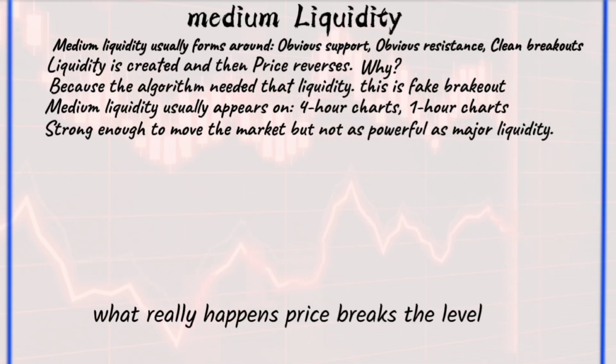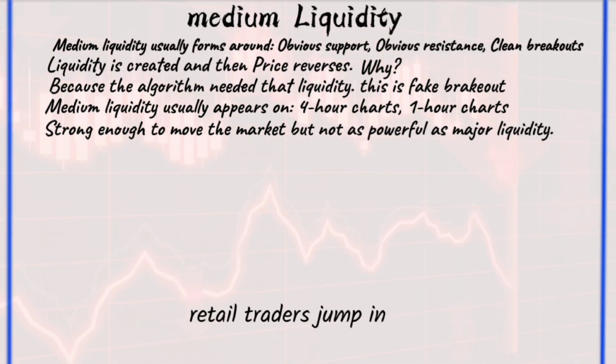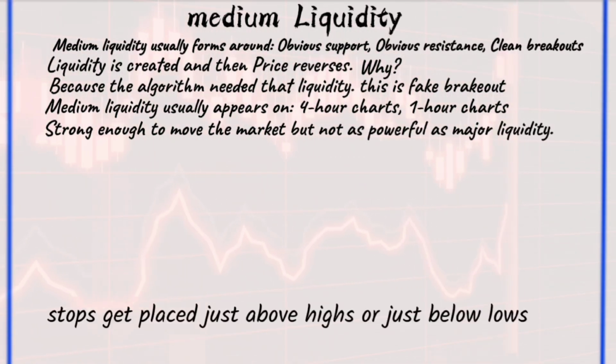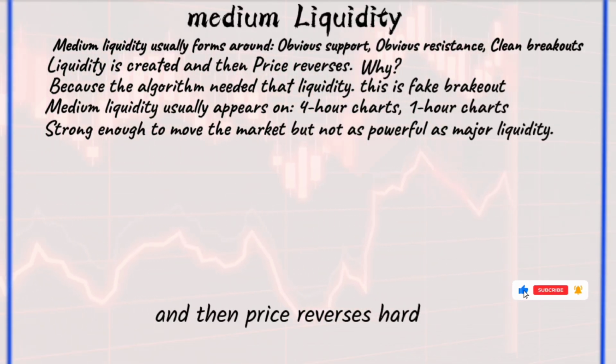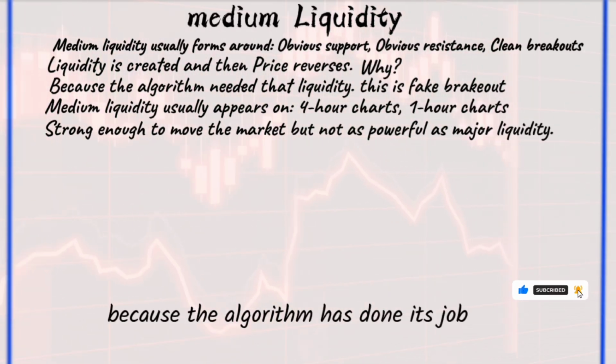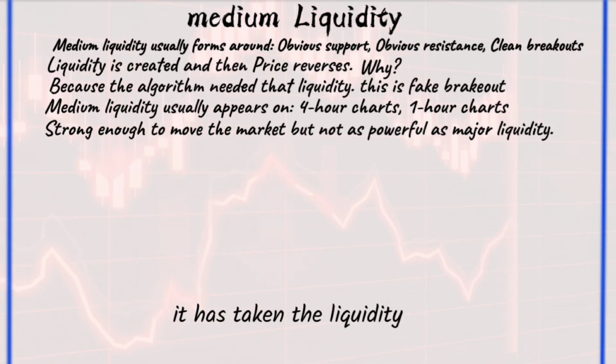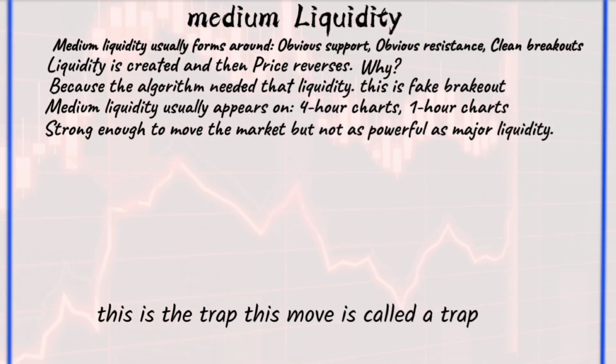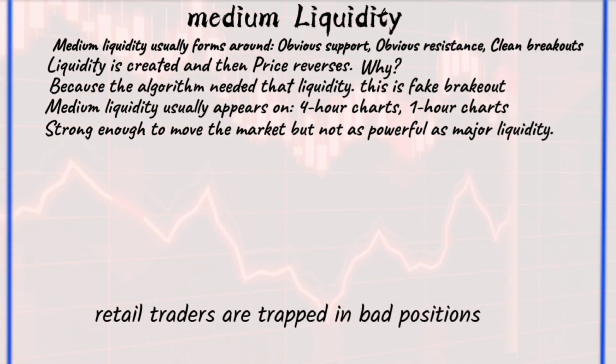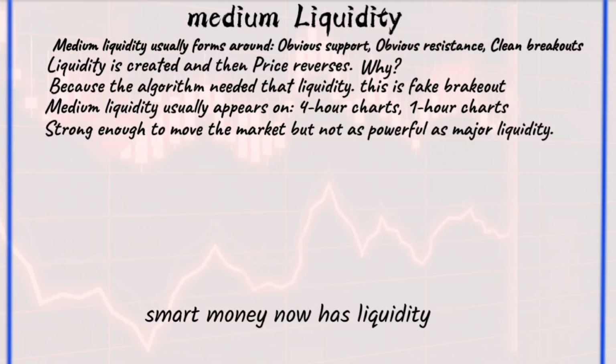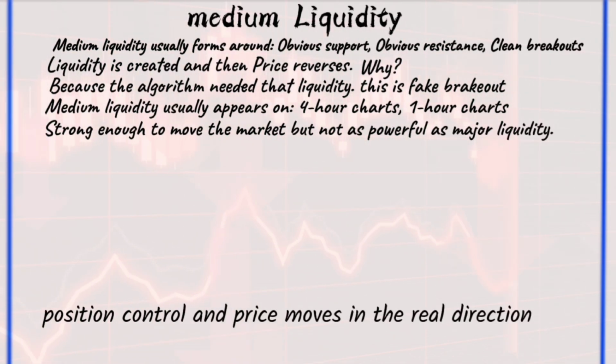What really happens? Price breaks the level. Retail traders jump in. Stops get placed just above highs or just below lows. And then, price reverses. Hard, because the algorithm has done its job. It has taken the liquidity. This is the trap. This move is called a trap. Retail traders are trapped in bad positions. Smart money now has liquidity, position control, and price moves in the real direction.